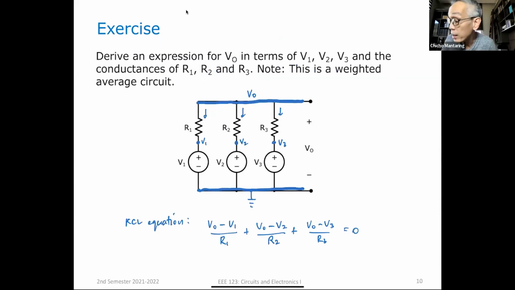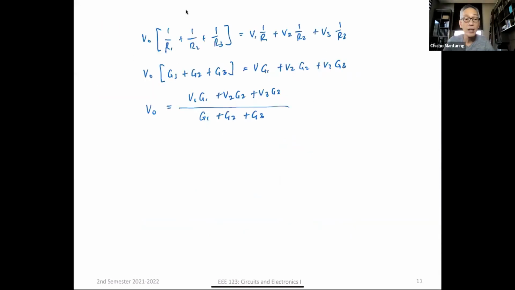Now this is a weighted average circuit. Can you give me an example of a weighted average? What do you normally compute for at the end of each semester? Ano yung kino-compute ninyo? Anyone? I'm sure you can relate to weighted average, no? What do you normally compute for? That's right, GWA, no?